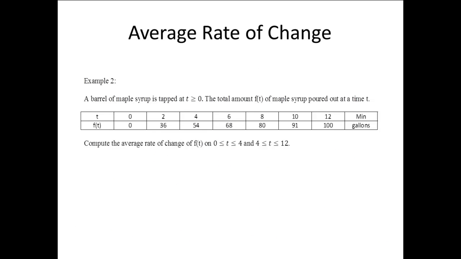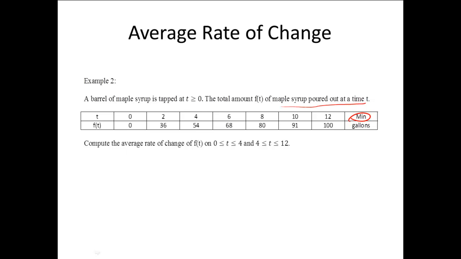Example 2. A barrel of maple syrup is tapped at time t greater than or equal to 0. This is the number of minutes that our time is being measured in, and how much maple syrup is pouring out at any given time. At 0 minutes, we got 0 maple syrup. 2 minutes have passed, and we've got 36 gallons. At 4 minutes, we've got 54 gallons.